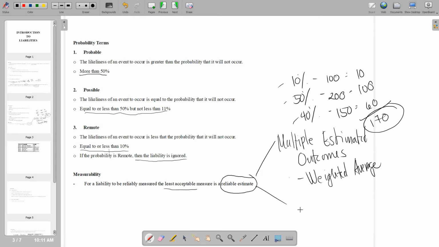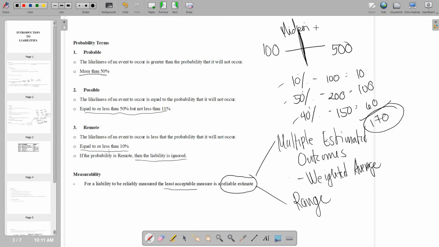And what if what was given to you is a range? Let's say, for example, you ask your lawyer, we have a case, so what is the estimated amount that we will have to pay? Let's say the lawyer said, 100 to 500. So they gave us a range. So what will we do? You go to the midpoint or the average.